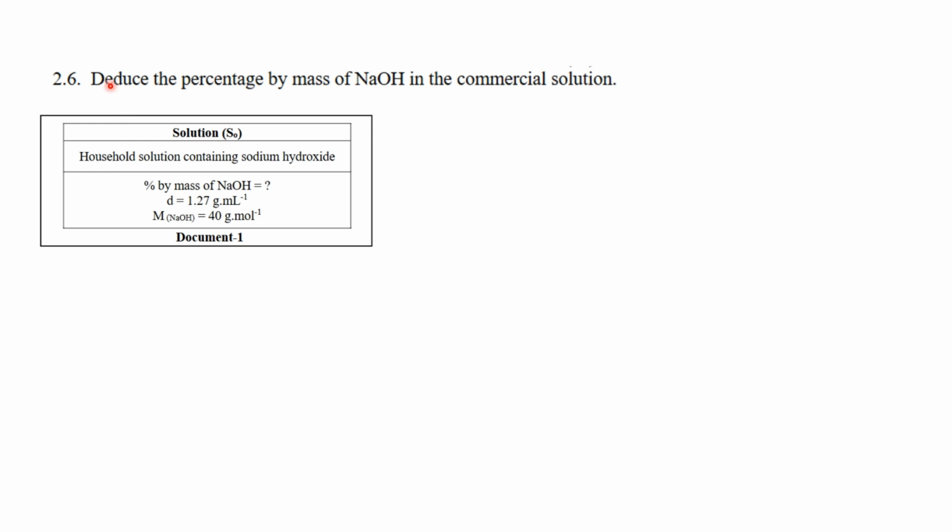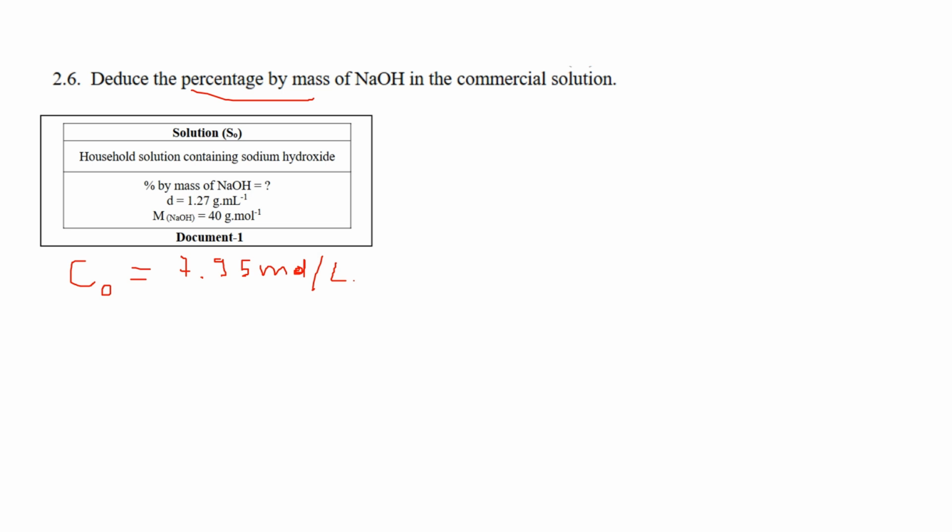Now, this part of the question is about the percentage by mass of NaOH in the commercial solution. That's why I copied and pasted the first part of the question where they gave us the density and the molar mass of NaOH, because here we will use this information. And let me also write what we got from the previous question, 2.5. We got that the concentration of C0 is equal exactly to 7.95 mole per liter.